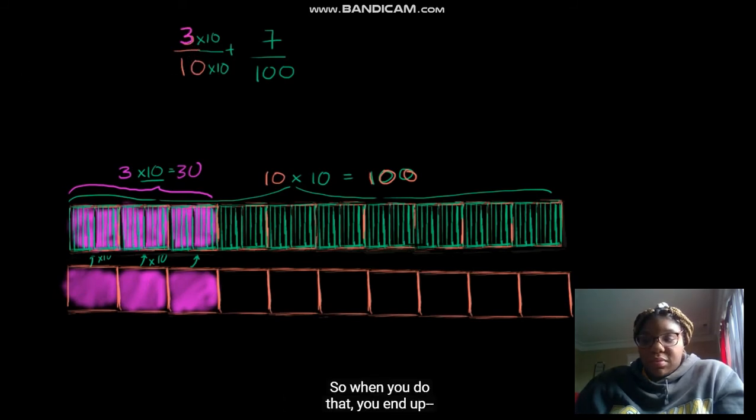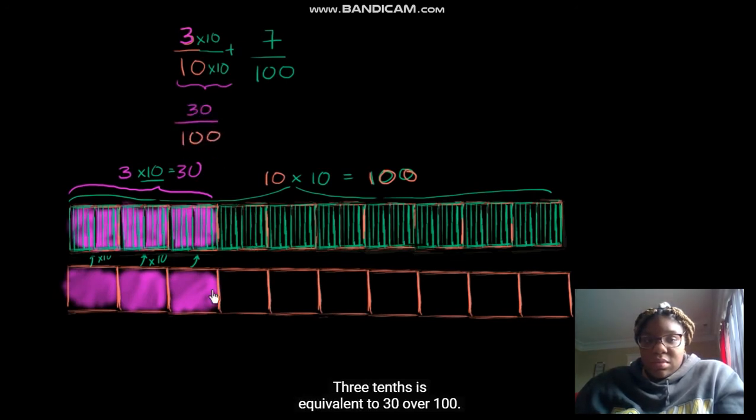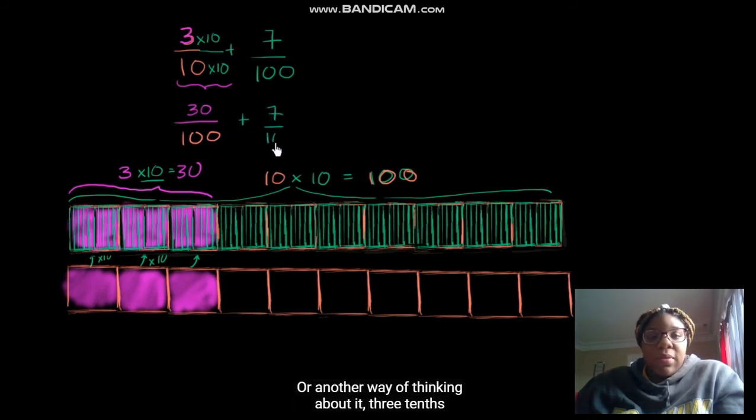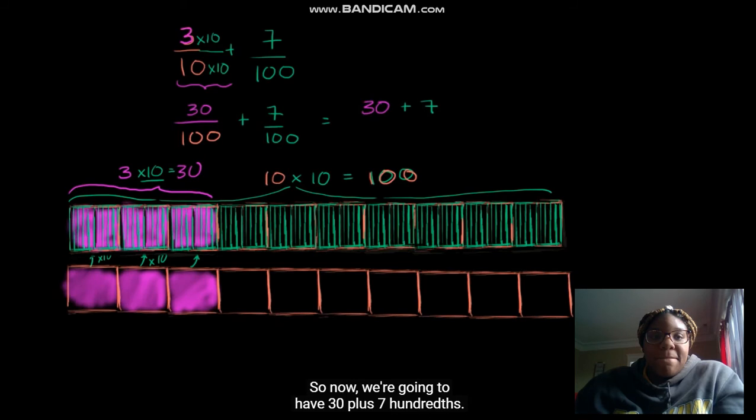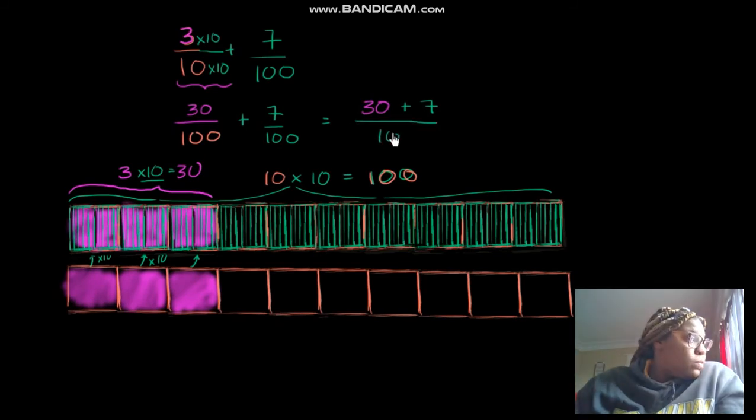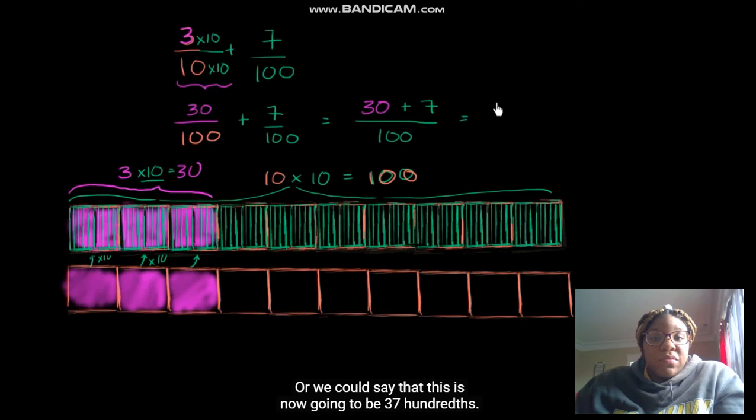So when you do that, we can rewrite this thing as 30 over 100. 3 tenths is equivalent to 30 over 100. We add that to 7 over 100, or another way of thinking about it, 3 tenths is the same thing as 30 hundredths. And we add that to 7 hundredths. Well, now we're going to have 30 plus 7 hundredths. Or we could say that this is now going to be 37 hundredths.